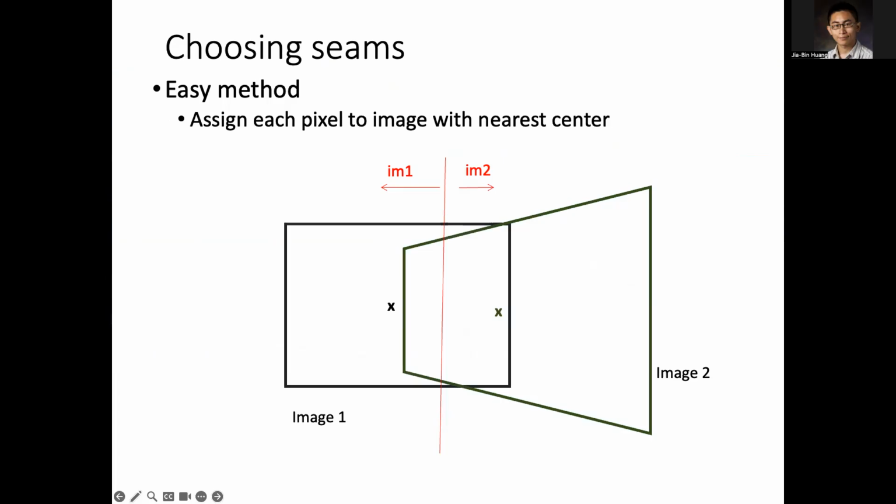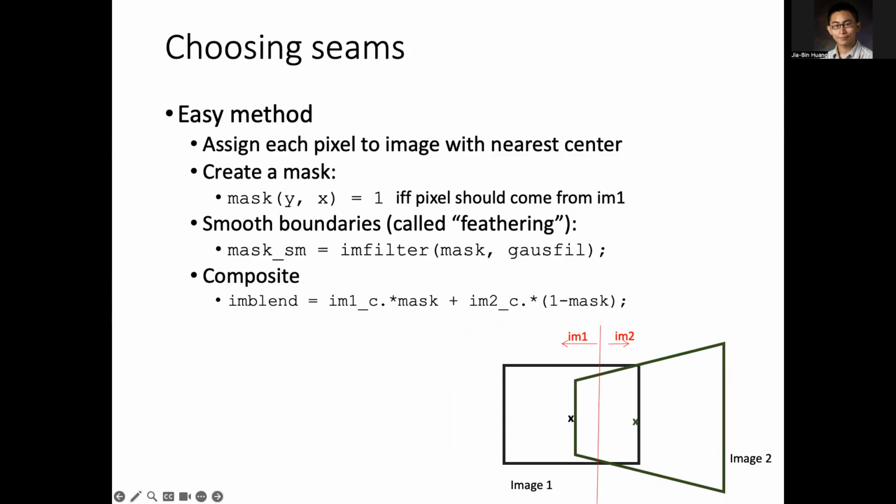So if you have image 1 and image 2, what you would simply do is make sure everything close to image 1 takes its pixel from image 1, and everything close to image 2 takes a pixel from image 2. Or you have something like a linear transition between them, and you can composite them together.